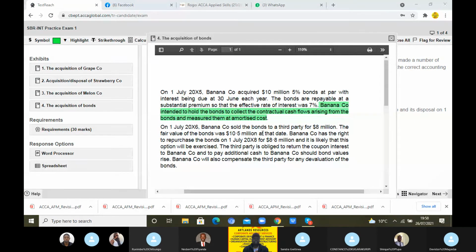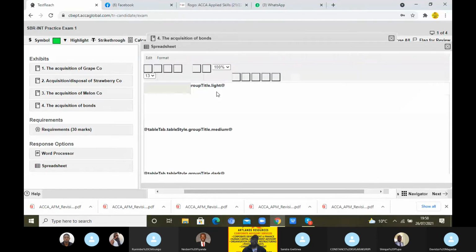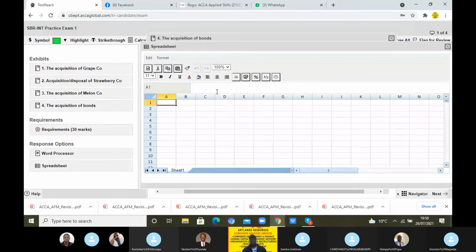Here, you open the spreadsheet response option. This is the spreadsheet response option. It populates your spreadsheet, meaning Excel, but for the exam, it has limited functionalities. So this is the Excel. So once you do this, you say appendix 1.